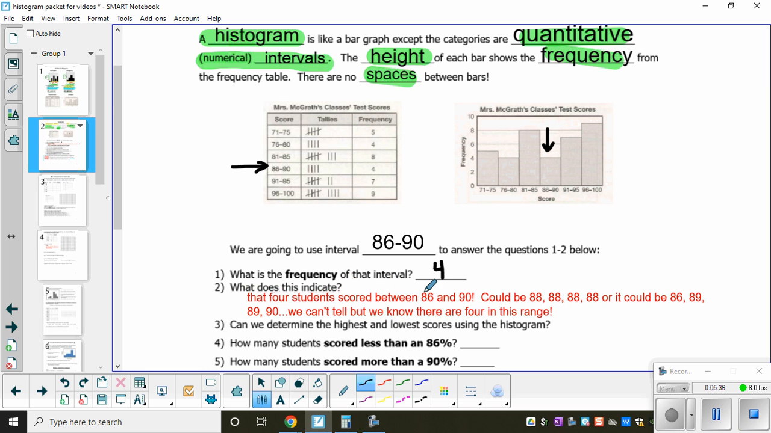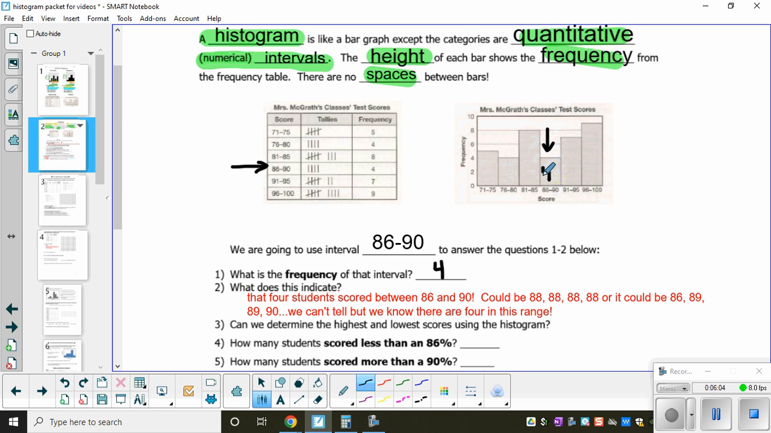Now, we do not know what scores they actually got. For example, it could be an 88, an 88, an 88, and an 88. All 4 of those scores could have been 88s. Or one of them could have been an 86, an 89, another 89, and then a 90. We don't know what those scores are, but we can at least say that there's 4 scores in that range. So that's what I mean when I say the height shows the frequency.